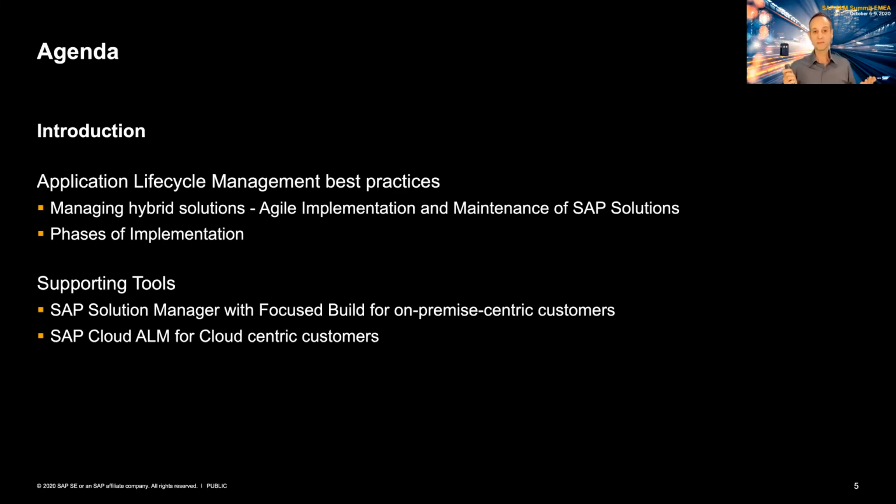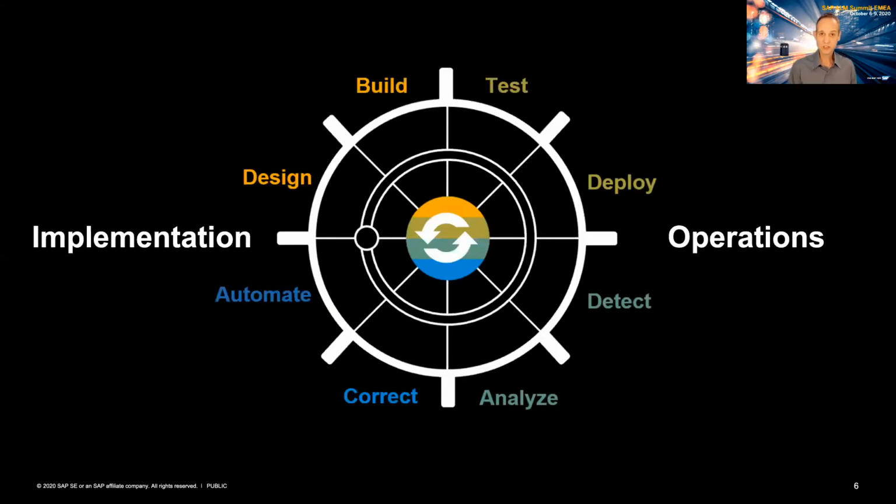Basically, let's start with an introduction. The ALM is pretty much known to everybody here. I assume you've seen these pictures in many variations. When we talk about ALM in the area of SAP, we always talk about, first of all, the implementation part, where we go from the design over the build to the test and the deploy. Then we do a handover to operations, where it's more about detecting errors, analyzing these errors, correcting the errors, and at the end also automation.